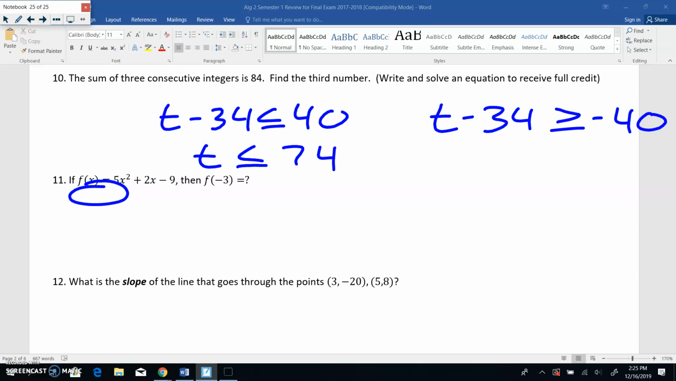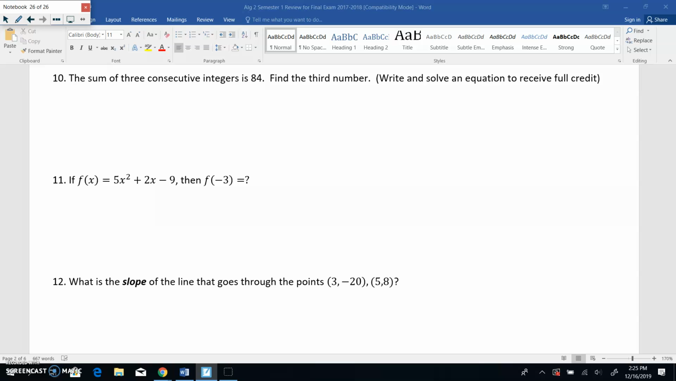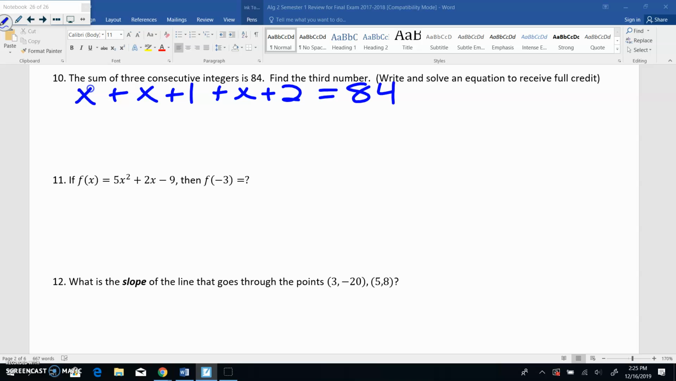Number 10 is the consecutive integers. With consecutive integers, we always start the same: x plus 1 plus x plus 2, equal to 84 here. If there was a fourth integer, we would add on x plus 3. It's just always another x plus the next number in line. If I combine all like terms, I have 3x plus 3 is equal to 84.